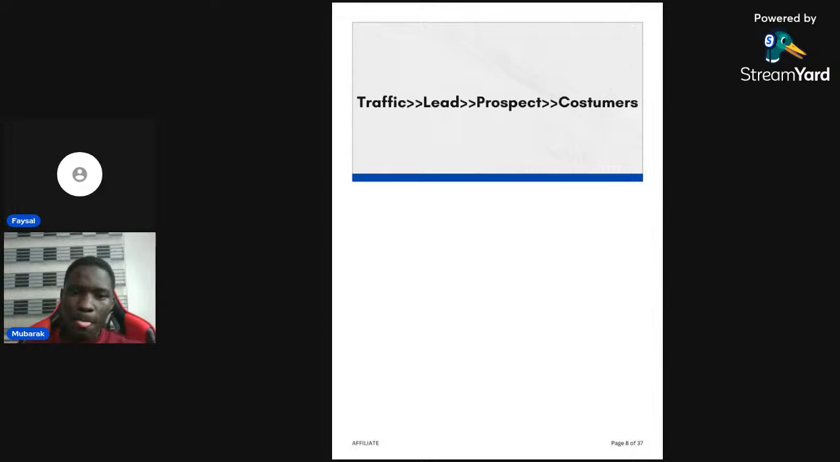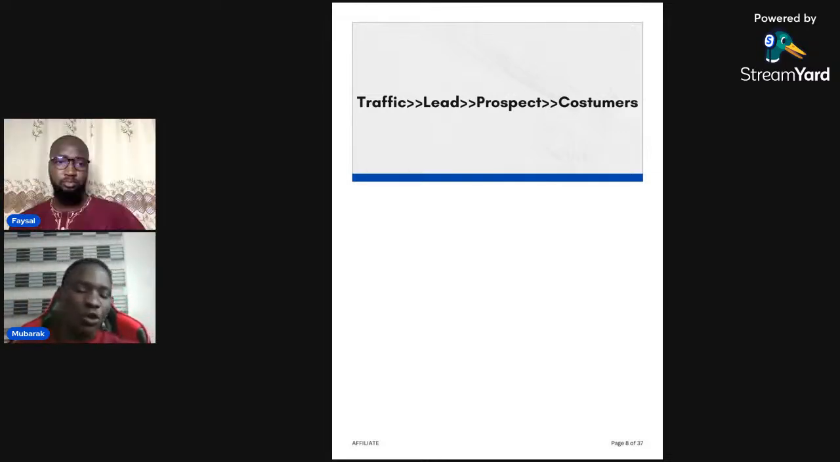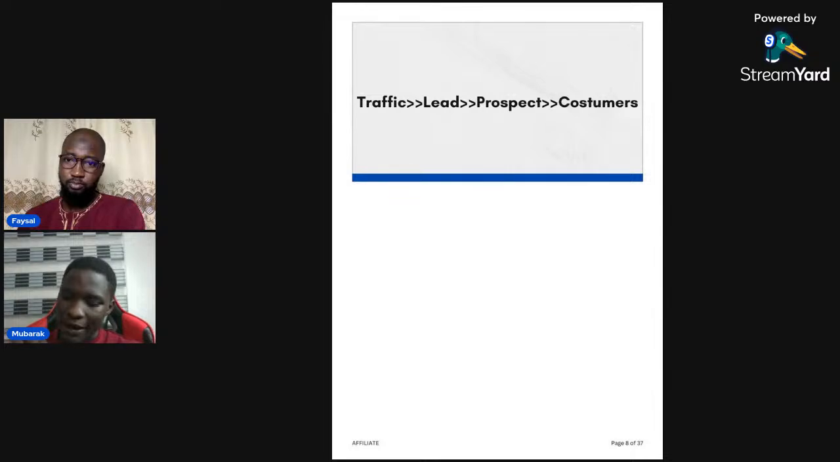So an ad has a structure like this: from traffic to lead, from lead to prospect, and from prospect to customer. It is as simple as that. When you run an ad at first, you first show it to traffic, like a lot of people. Maybe your ad might reach 1,000, 2,000, or 3,000 people. But out of those, maybe just a portion will be interested in your ad, click on your landing page, and come to your WhatsApp.